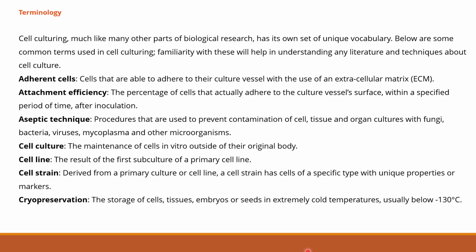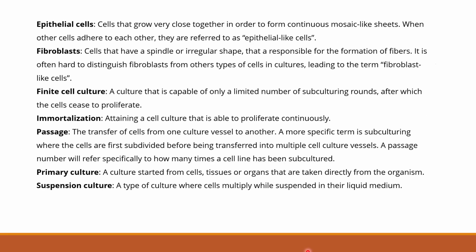Okay. So next is epithelial cells, cells that grow very close together in order to form continuous mosaic-like sheets. When other cells adhere to each other, they are referred to as epithelial-like cells. So the cells may be exactly epithelial in origin or not exactly epithelial, but if they adhere to each other, they are also known as epithelial-like cells. Fibroblast cells, spindle irregular, responsible for formation of fibers.